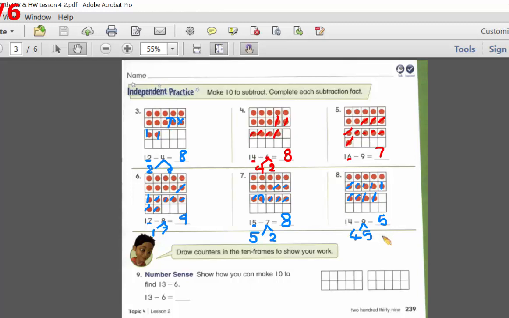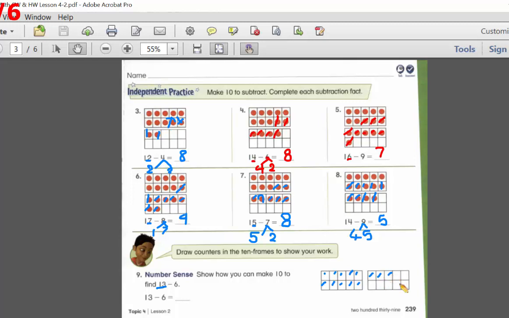Clear? Okay. Next question. Here, show how you can make 10 to find 13 minus 6. First, we'll draw how many counters in all. What is the whole? The whole is 13. So we'll draw here 1, 2, 3. Please draw counters. We need 13 in all. So 3 more.